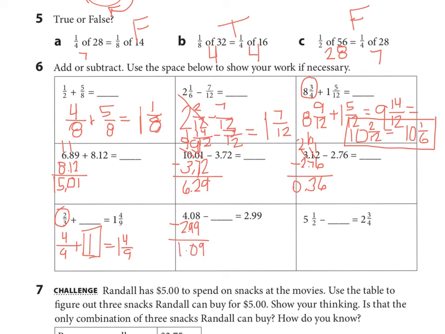And then 5 and 1/2 minus a number equals 2 and 3/4. So again, I'm going to change this to fourths. So 5 and 2/4 minus a number equals 2 and 3/4. So I'm just going to subtract 2 and 3/4 here to find that difference. And so as you see, it's hard for me to take 3/4 away from 2/4. I'm going to change that to 4 and 6/4 minus 2 and 3/4. So our answer would be 2 and 3/4. Goes in the blank here.